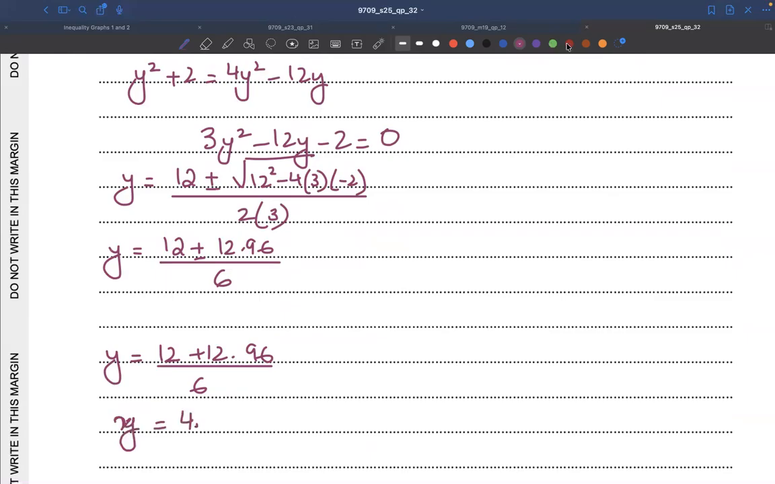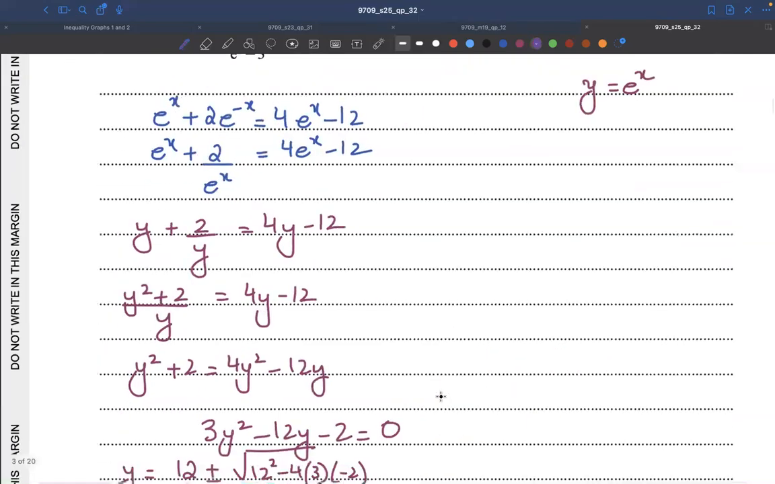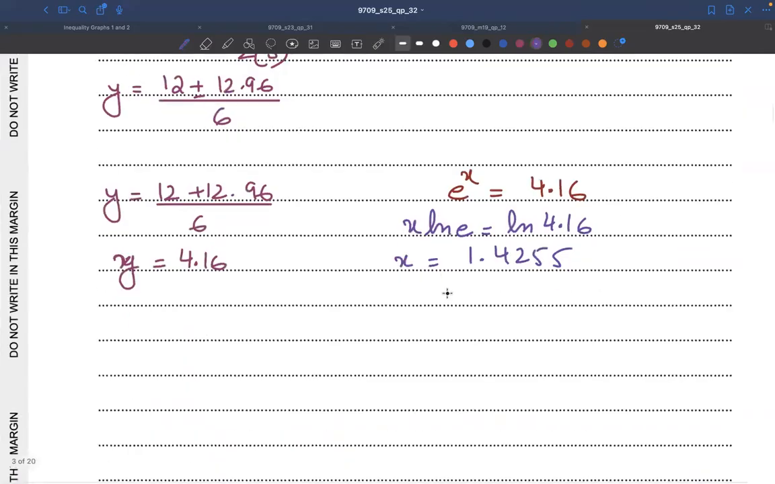And finally, we know that e^x = y. So we can write e^x = 4.16. Introducing ln on both sides, we'll get x ln e = ln 4.16. Substituting this in the calculator, we'll get 1.4255. So x = 1.4255. And as we have to give our answer to 3 decimal places, the final answer will be 1.426.